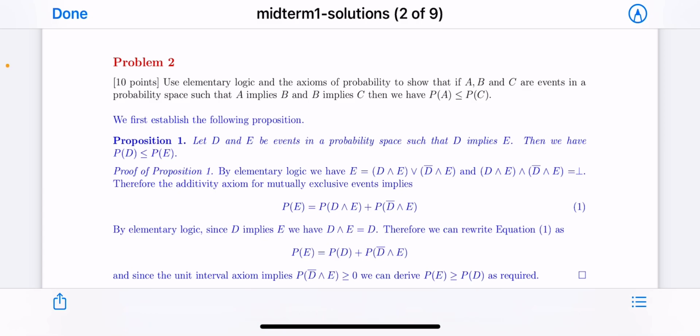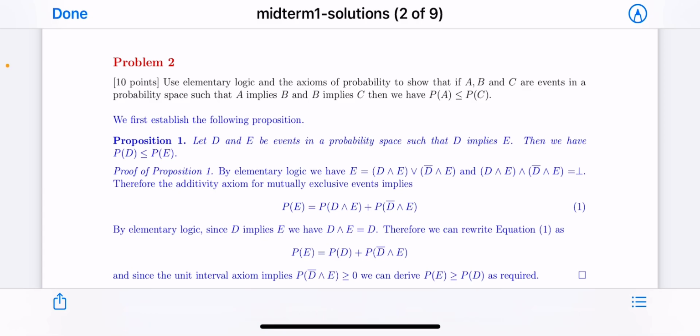And then, okay, so the unit interval axiom tells me that probability of not D and E is non-negative, and so I can delete it from the equation and get an inequality, which says probability of E is greater than or equal to probability of D. And that's exactly what I was looking for. Okay, so now I've solved the question I would like to be solving without this intentional confusion on the part of the question writer introducing the intermediate event B.